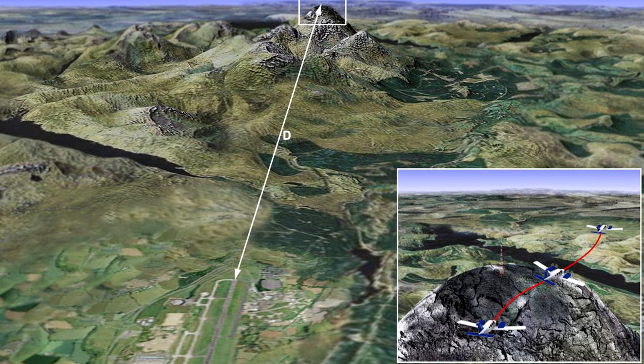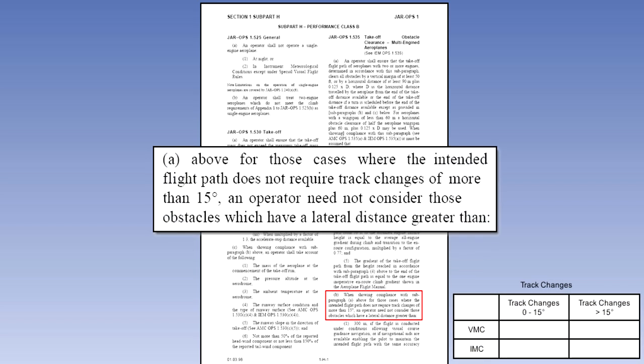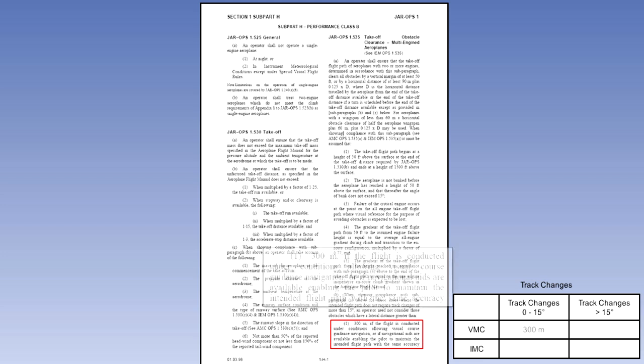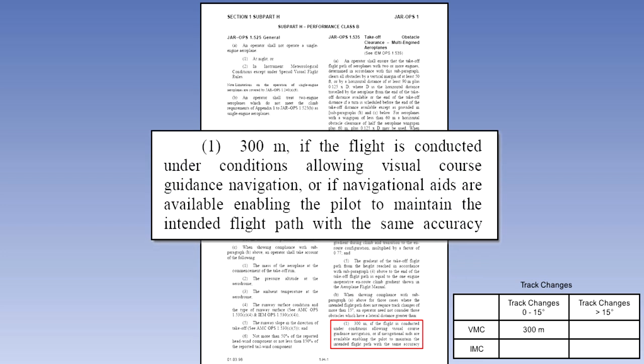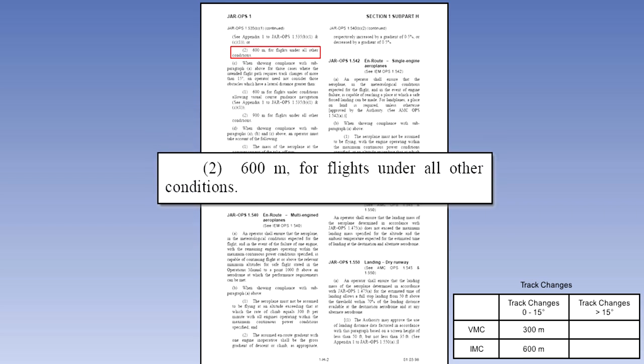When complying with the horizontal clearance regulations, for those cases where the intended flight path does not require track changes of more than 15 degrees, an operator need not consider those obstacles which have a lateral distance greater than 300 meters, provided that the flight is conducted under conditions allowing visual course guidance navigation, or if navigational aids are available, enabling the pilot to maintain the intended flight path with the same accuracy. For flights under all other conditions, horizontal clearance is 600 meters.